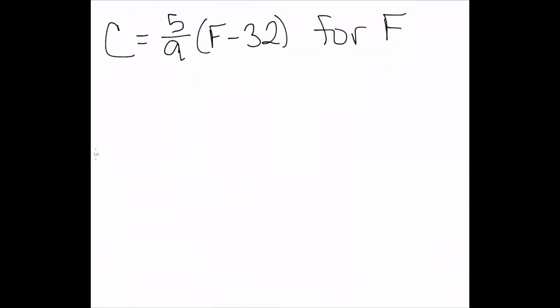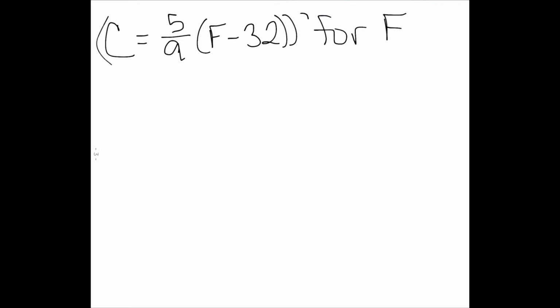My next one, C equals 5 over 9 times F minus 32, for F. This is a formula where F is Fahrenheit and C is Celsius, so it converts Fahrenheit to Celsius. But what if we want to go the other way? We have Celsius and we want Fahrenheit. And we want to do it a bunch of times, so we don't want to solve equations over and over and over. So we just want to convert this formula once so we don't have to repeatedly solve equations.